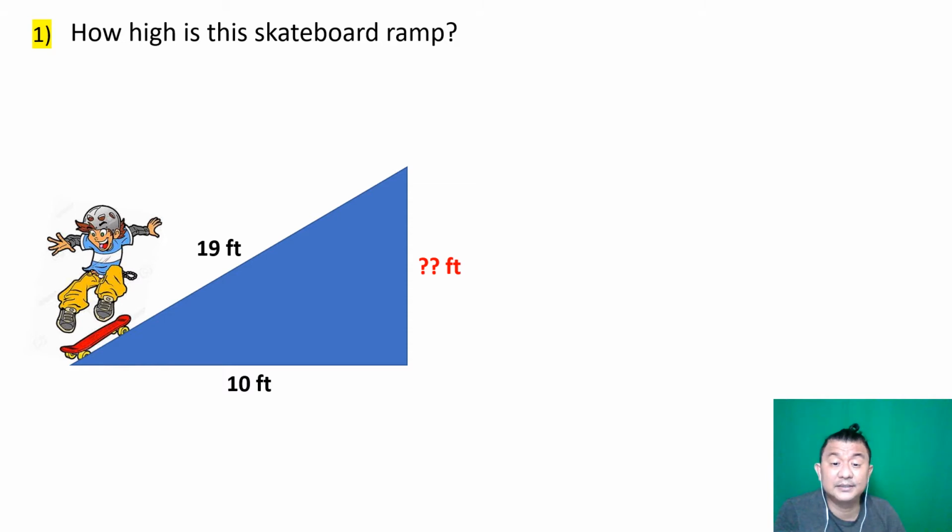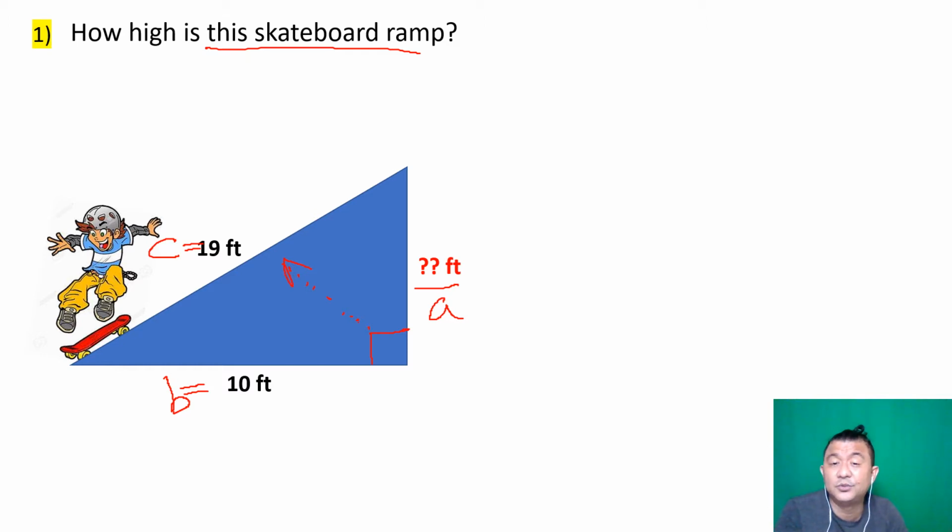Now let's analyze this problem. How high is the skateboard ramp? So the height is missing. But let me identify what these sides are. The longest one, obviously, would be the 19, the c. And then usually the base, I call that the b, but that's one of the legs. And the one standing up, I call it the a, altitude. So the altitude is missing.